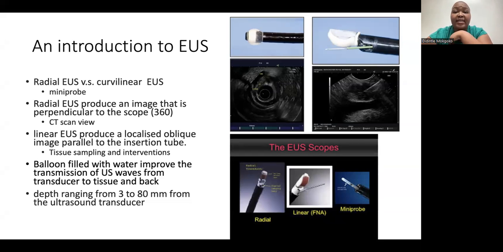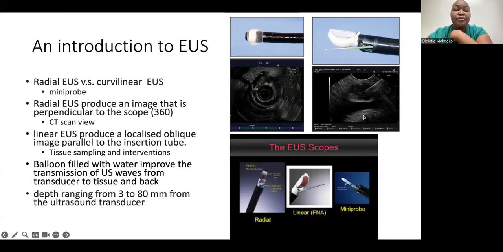The radial EUS, or the transducer, sends out ultrasound waves perpendicular to the actual tissue or the GI wall, which means essentially you're able to get a 360 view of what you're looking at in the GI wall, which looks a bit something like that, like a coronal view on a CT scan. The anatomy is a lot more familiar to us from looking at scans, as opposed to a linear EUS, where the transducer sends out sound waves in an oblique fashion, and so it's parallel to the tissue that you're looking at.